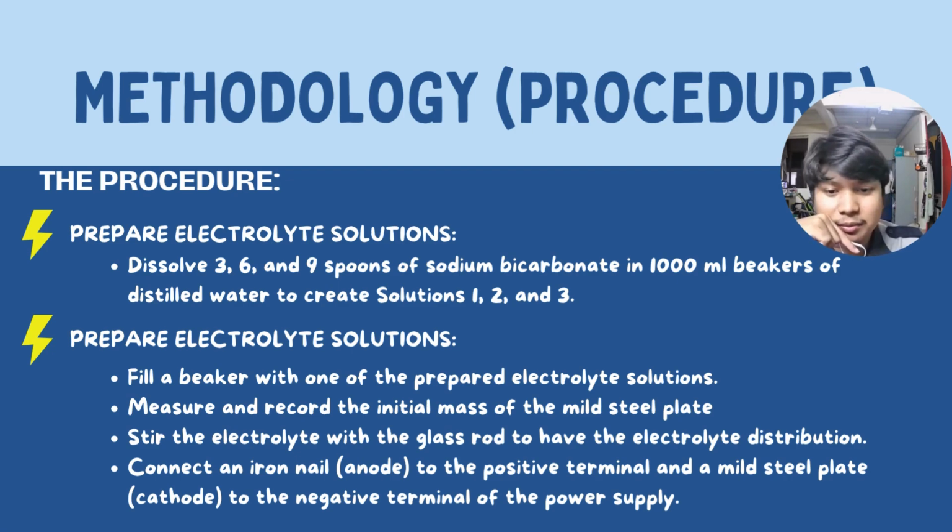For the next part, we fill the beaker with one of the prepared electrolyte solutions. After that, we measure and record the initial mass of the mild steel plate, and then we stir the electrolyte with a glass rod to get even distribution in the solution. Then we connect an iron nail to the anode, connected to the positive terminal, and the mild steel plate as the cathode, connected to the negative terminal of the power supply.